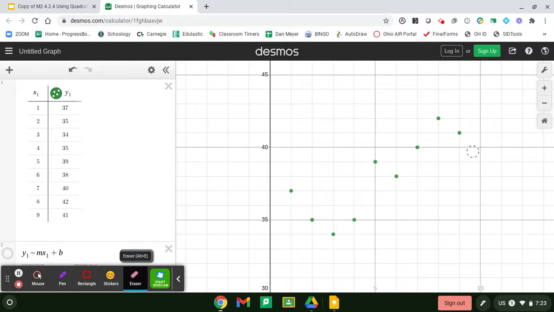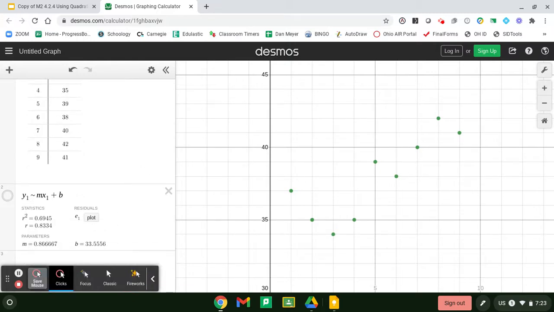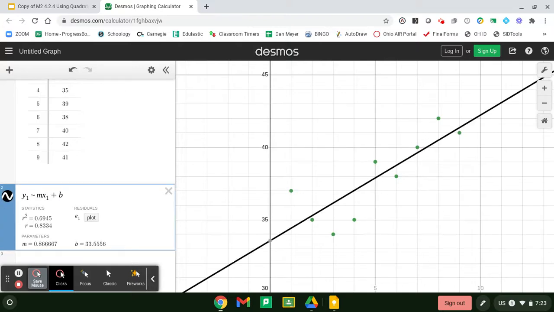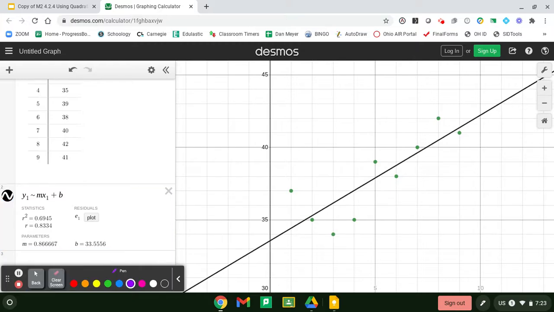Desmos will calculate the line of best fit for you. If you see down here, y1 and then the little squiggly, which is the tilde, and then mx1 plus b. If you type that into Desmos, it is going to give you the line of best fit along with the equation of the line of best fit. There we go. That line right there is the best depiction of those points on the scatter plot. And if you look over here, it gives you the slope and the y-intercept of that line.